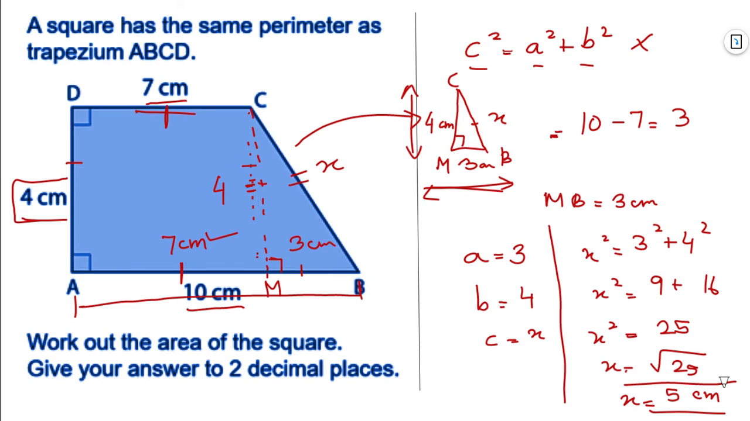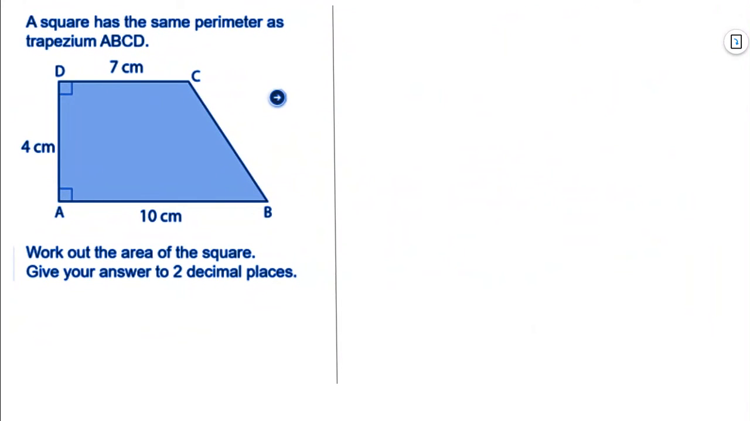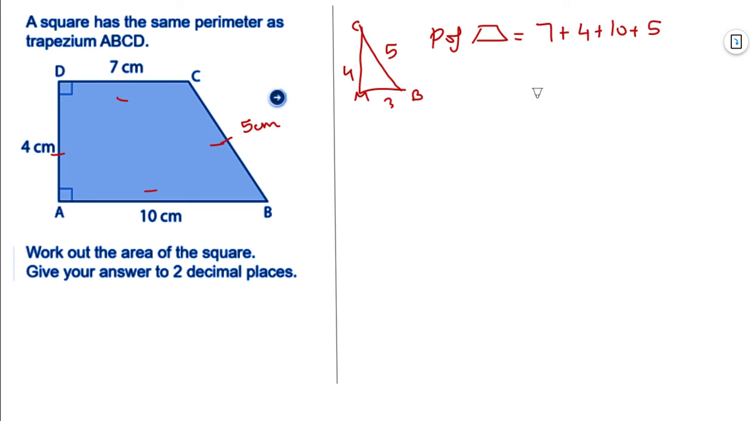Now, let me get rid of all of that and come to a clear page. Just recalling that this was 3, this was 4, and we found out this is 5. The X was 5, which means CB was 5 centimeters. Now, if I want to find the perimeter of the trapezium, as I told you, you need to add up all the lengths. So adding up 7, 5, 10, and 4, I'm going to write it down here. So 7 plus 4 plus 10 plus 5 gives me 26. So my perimeter for the trapezium is 26 centimeters.